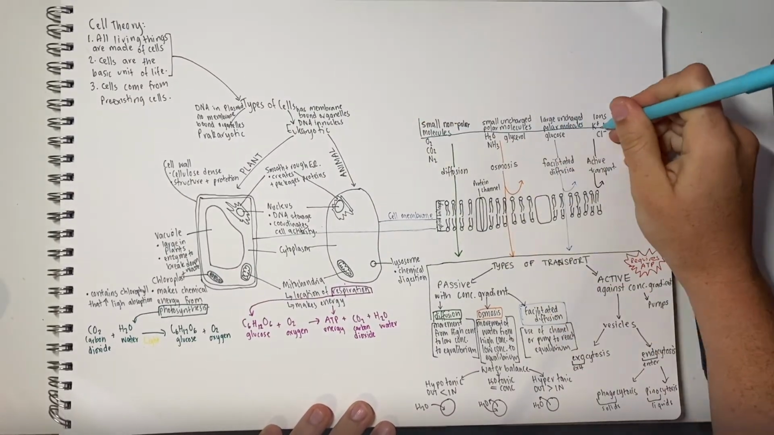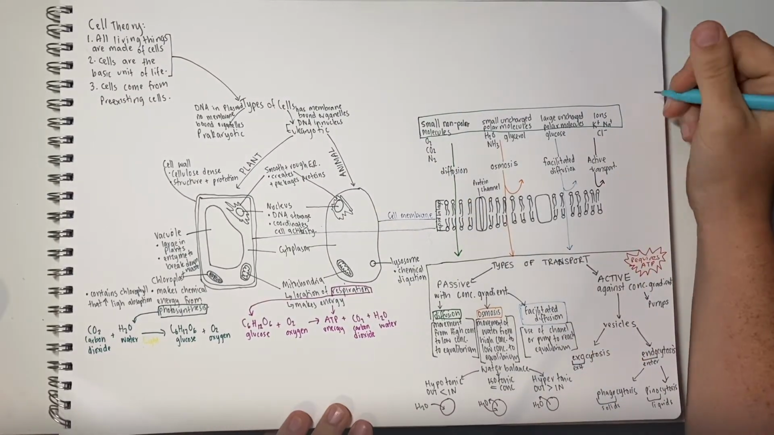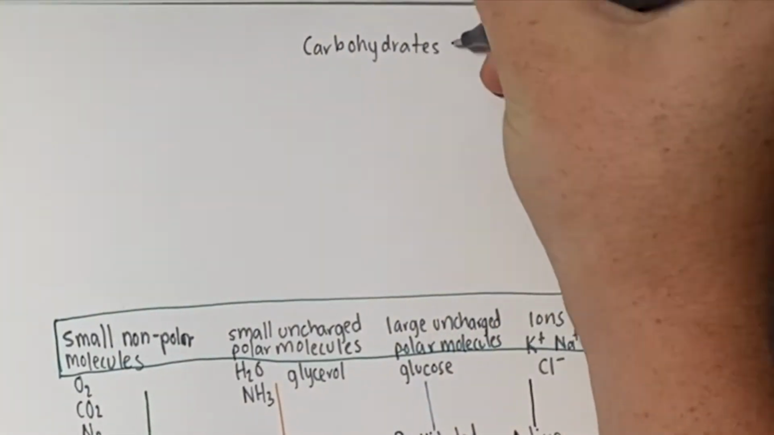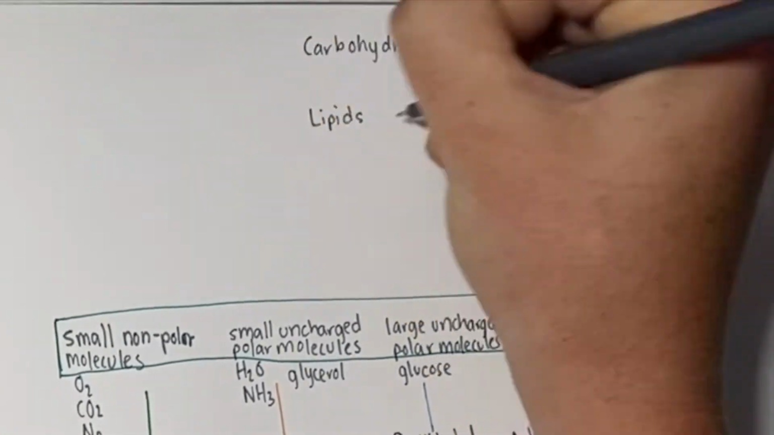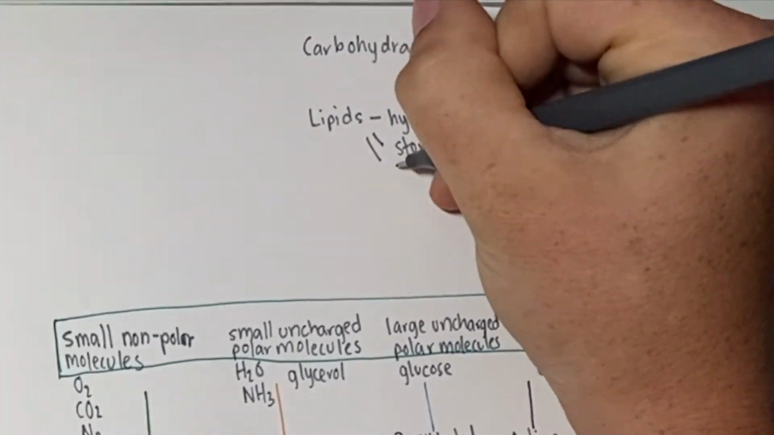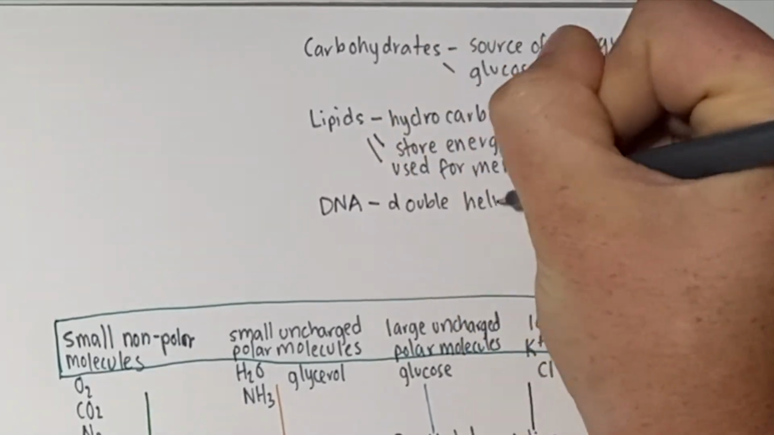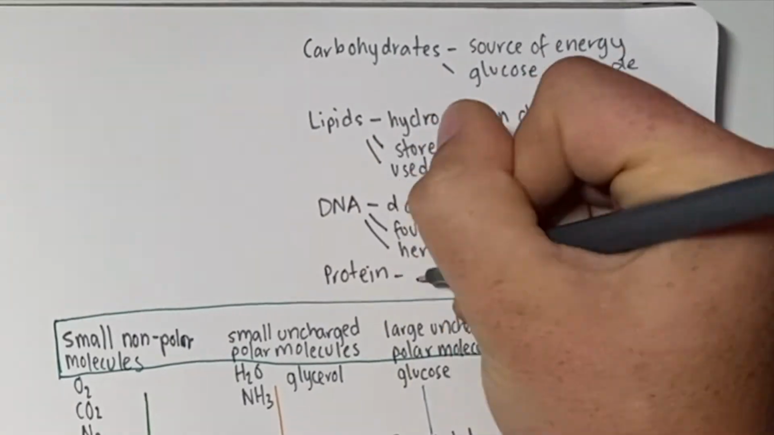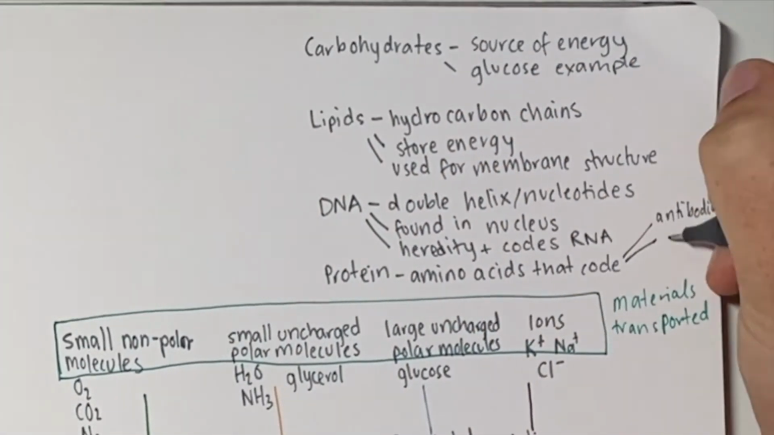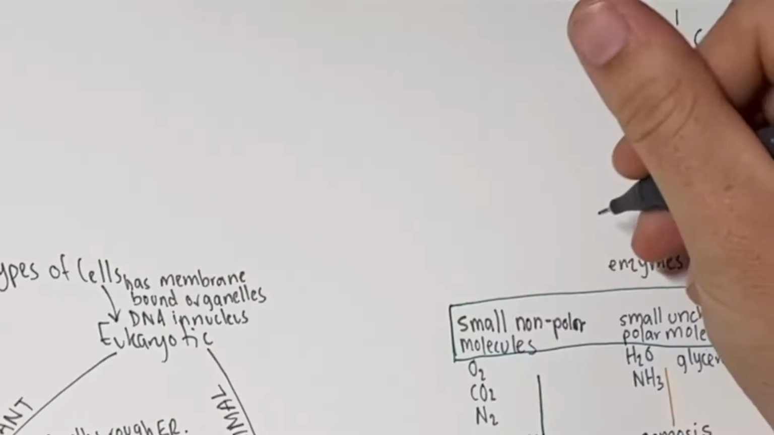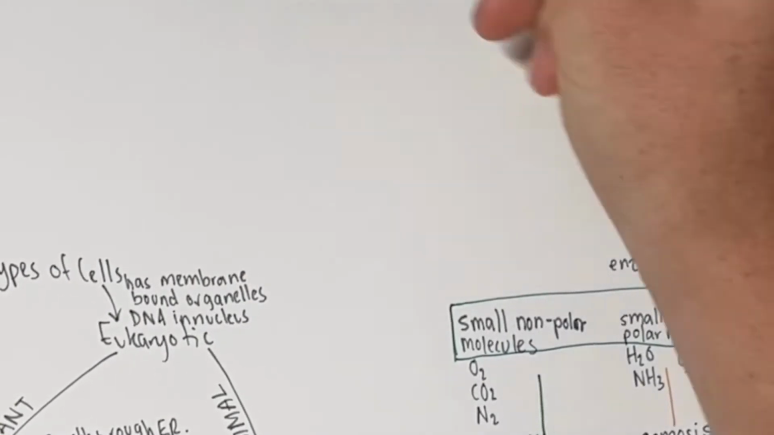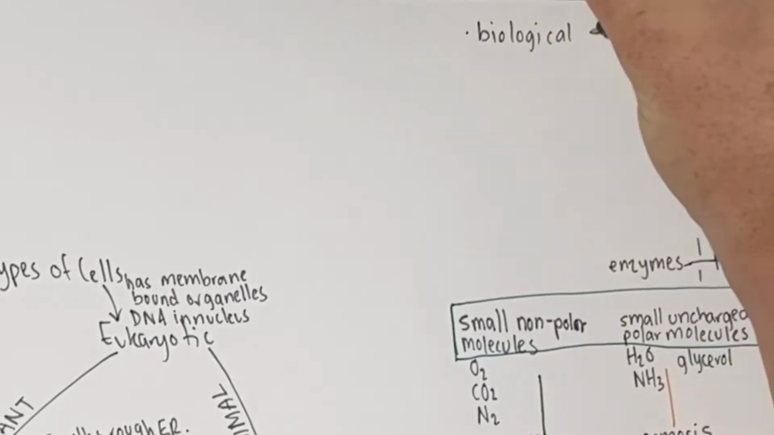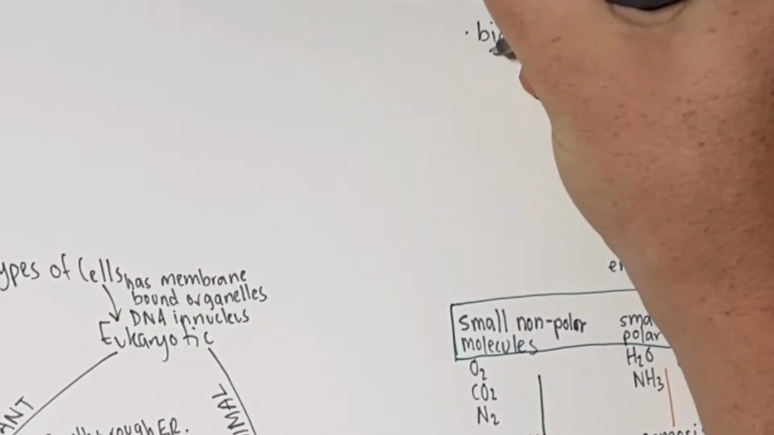Now let's look in a little bit more detail at the type of materials that are used by the cell. Carbohydrates are a source of energy. Glucose would be an example. Lipids form hydrocarbon chains, they store energy, and they can be used for membrane structure. DNA, that double helix found in the nucleus, is used for heredity and coding. Proteins are made of amino acids that can be for structure, membranes, antigens, antibodies, and enzymes.